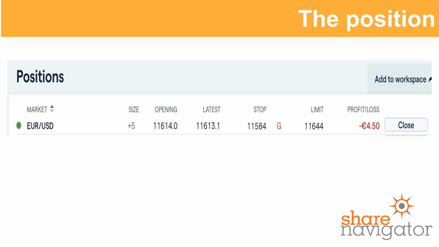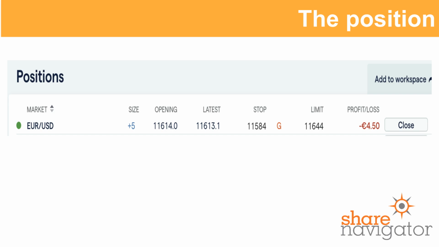So this is what our position would look like. You can see we're long the euro dollar, the size is +5. Our opening price is 11614. The latest price is 11613. That was our spread we spoke about. So we're losing 450 at the moment. We have our guaranteed stop in at 11584 and our limit price in at 11644.